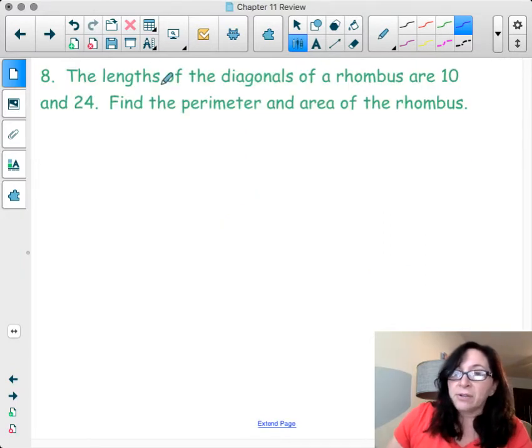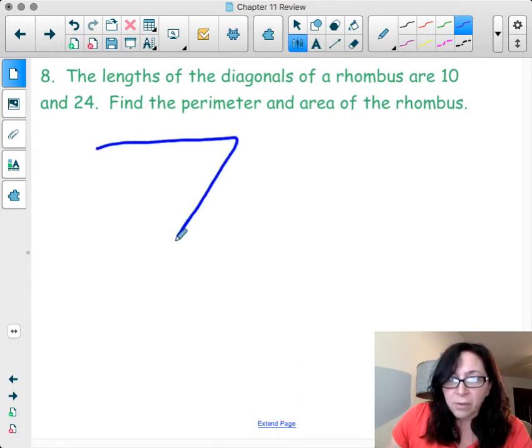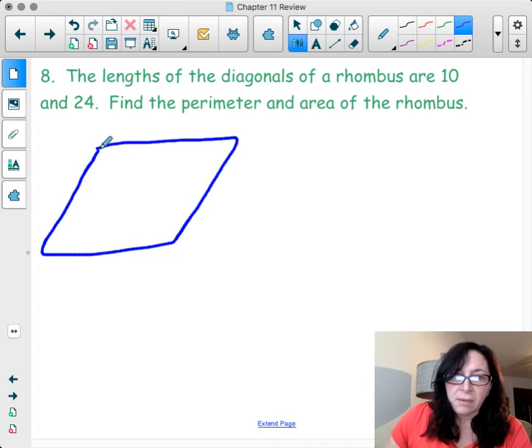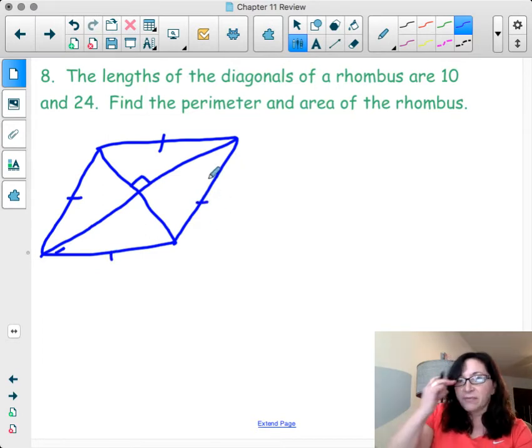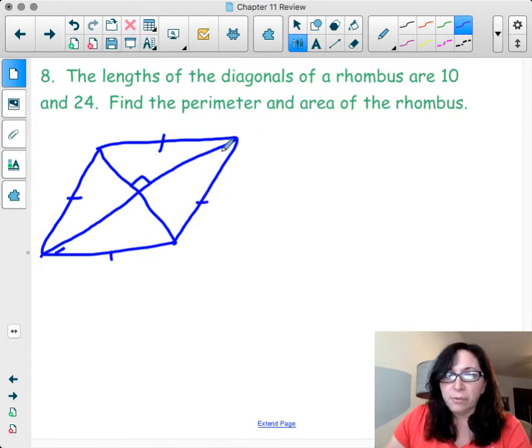The lengths of the diagonals of a rhombus are 10 and 24. So some pretty cool things about a rhombus. Number one, the diagonals are perpendicular. That's pretty neat. Also, it has 4 sides congruent, okay? Find the perimeter and area. So the perimeter is just the sum all the way around.